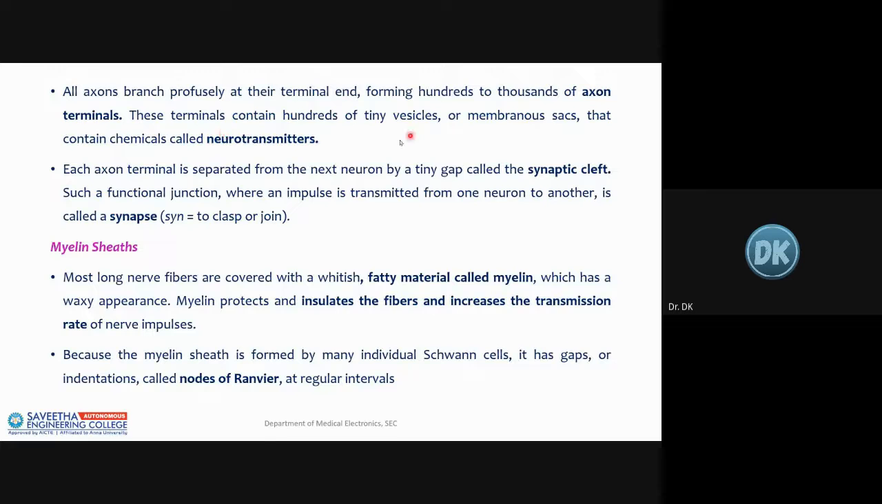The junction between one neuron and another neuron, we call it a synapse. So synapse is the place where multiple neurons join. Okay, and the myelin sheath is a fat-like material which insulates the fibers and increases the transmission rate. The gaps between the myelin sheaths, we call them nodes of Ranvier.